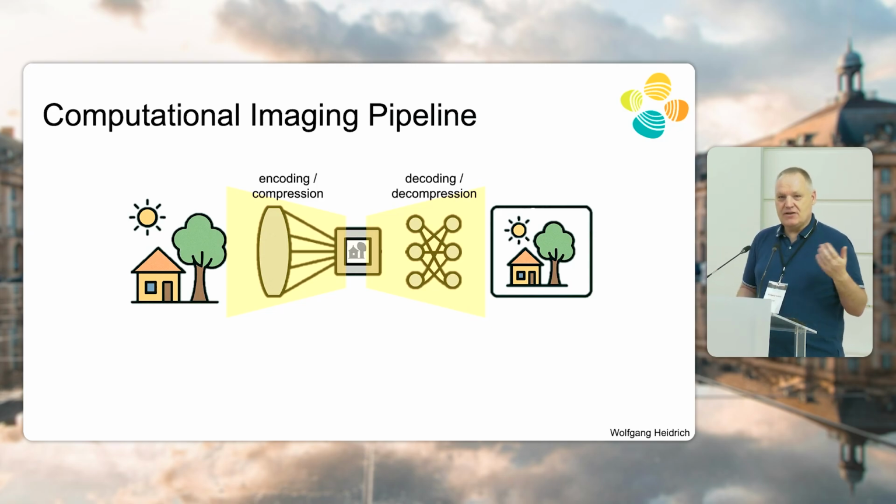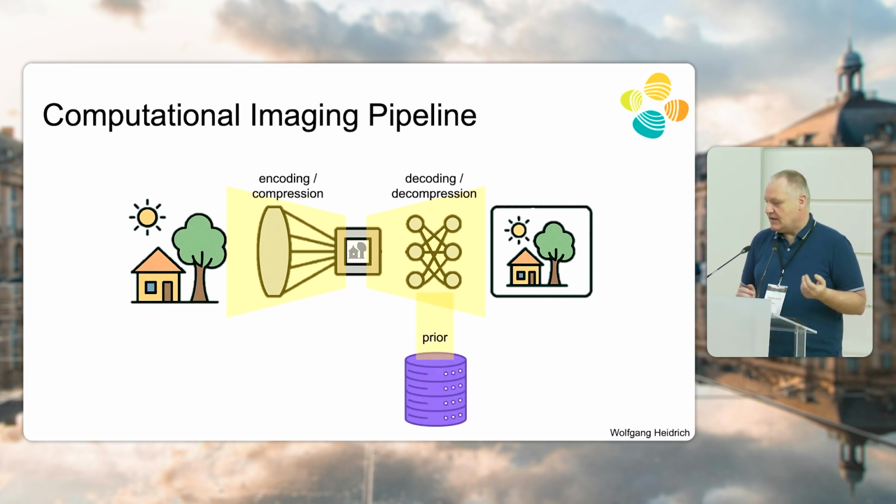And the question is, where does the missing information come back from? Where do we get it back from? And the idea is, of course, we're going to use some kind of priors, typically data-driven priors these days, that go into this reconstruction method.